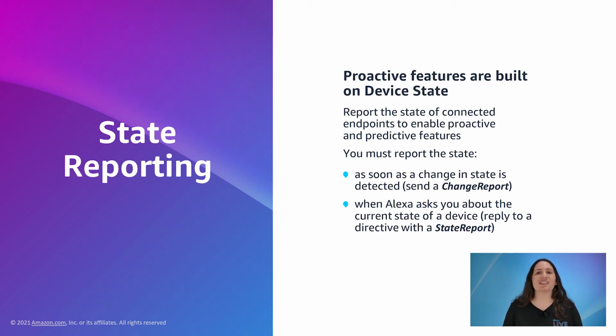The second use case for sending state information is when Alexa asks you to share the state of a device. Alexa sends you a report state directive, and you answer with a state report that contains state information about the device. So, for example, if I ask, Alexa, what's the temperature in the hallway? Alexa will send a report state to the skill developer, which will report the state in a state report, and Alexa will tell me that it's actually 24 degrees, because Celsius rocks.